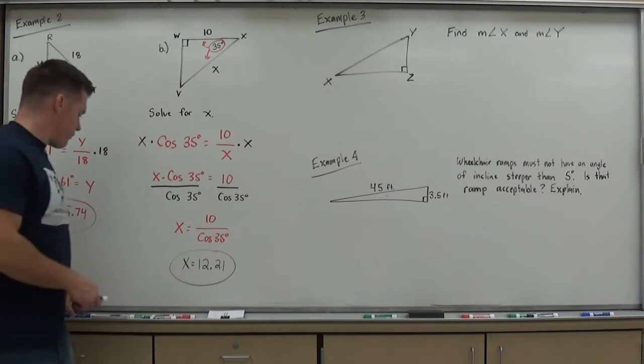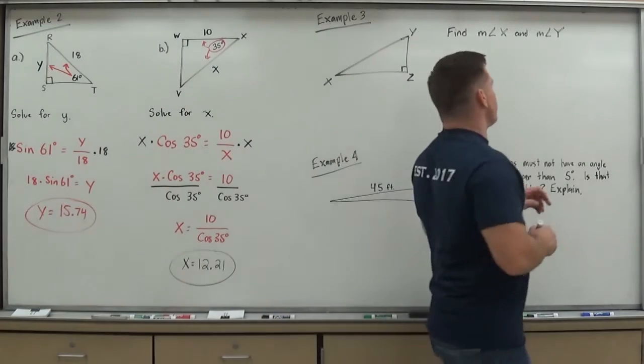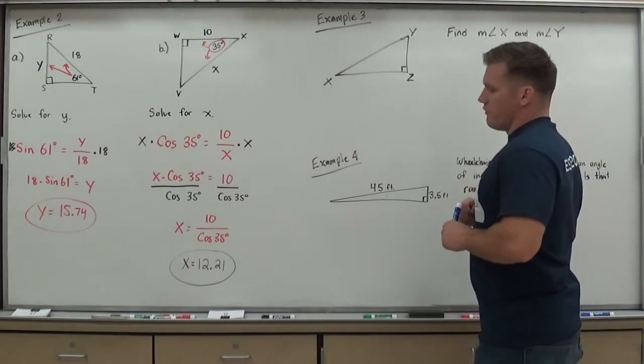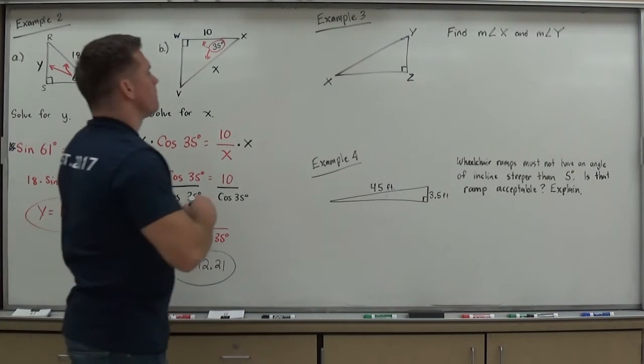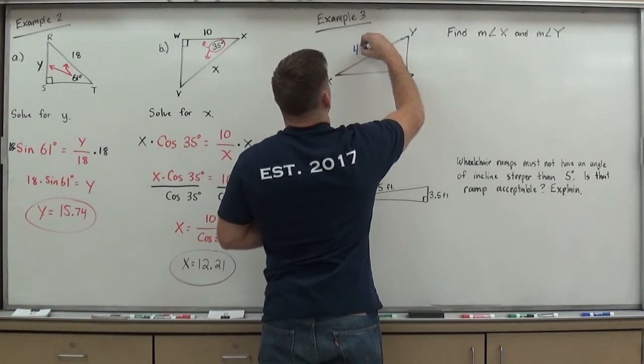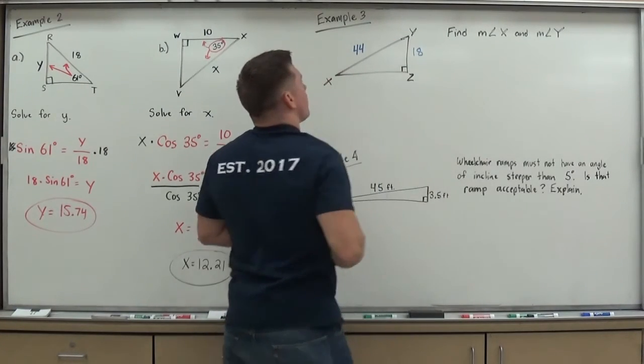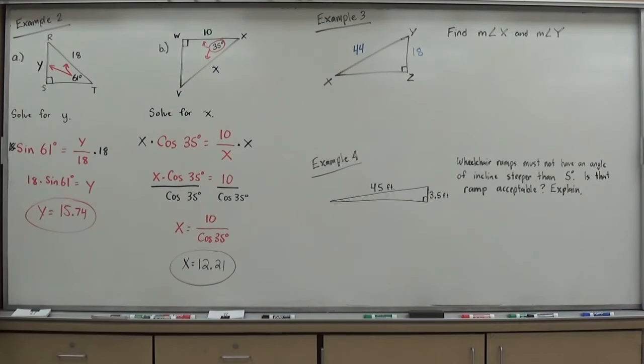Now, how do we work that in reverse? Let's move over here to measure of angle x and y. So here they want me to find the measure of angle x and y in that diagram. And they're going to have to give me some side lengths in order for me to be able to use that. Looks like I forgot to write them down. Let me write some in. Let's go 44 and 18. Okay, and I'm going to find the measure of angle x and the measure of angle y.